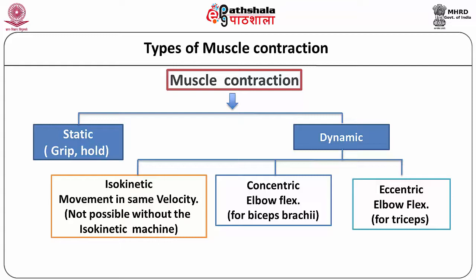And in dynamic action, there are two classifications mainly, but some authors add a third category. These three categories are concentric contraction, eccentric contraction and isokinetic contraction. Isokinetic contractions are not normal contractions, and naturally it is not possible to create them. They can be created by machines which are known as isokinetic machines.